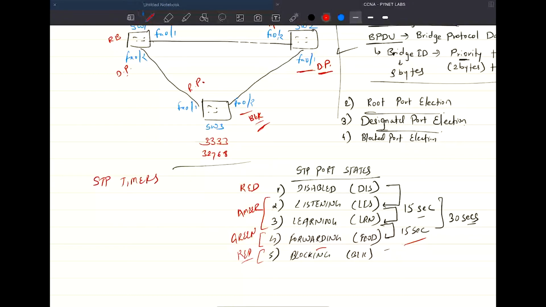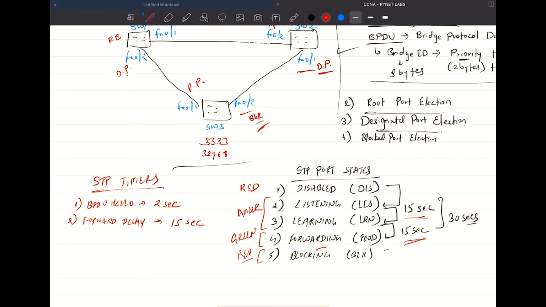Okay, and the first timer is BPDU hello, which is 2 seconds. So BPDU hellos are exchanged every 2 seconds by each and every switch. Then the next timer is forward delay time, which is 15 seconds. It is the time taken going from listening to learning and learning to forwarding. We call this time the forward delay time.